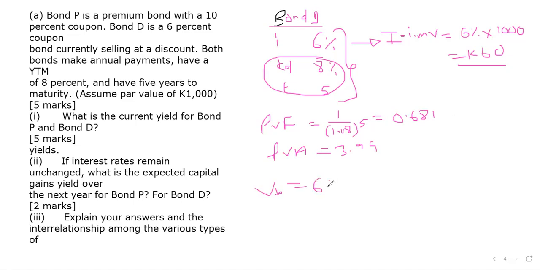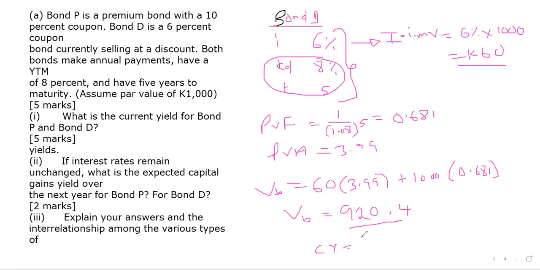So what becomes the value of the bond? The value of the bond is 60 against 3.99. 1,000 against what? 0.681. So in this case, we're going to have the value of the bond as follows: 60 times 3.99 plus 1,000 times 0.681. So we're going to get 920. Already, it's clear that this should be a discount bond because this figure is lower than that.